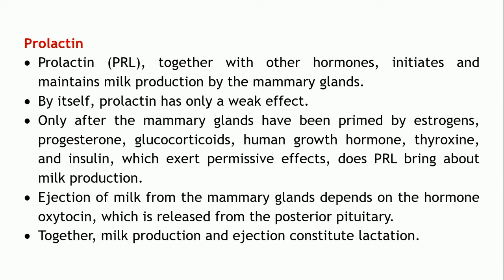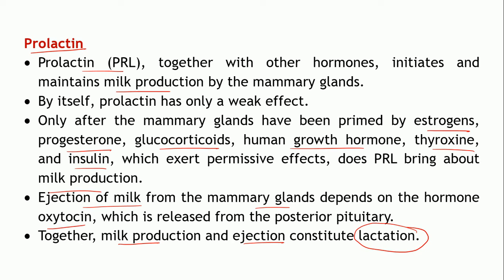Then the next hormone is prolactin, which is produced by the lactotropes. Prolactin or PRL, together with other hormones, will help in milk production. Alone it has a weak effect, but along with estrogen, progesterone, glucocorticoid, human growth hormone, thyroxine and insulin, prolactin will bring about the milk production. And the ejection of the milk from the mammary glands is actually under the control of oxytocin, which is a posterior pituitary hormone. Together, the milk production and ejection is known as lactation, which is associated with the child.